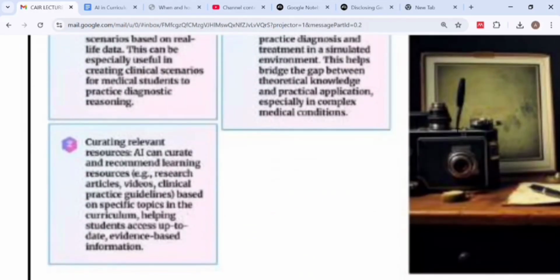Curating relevant resources. AI can curate and recommend learning resources, for example, research articles, videos, and clinical practice guidelines based on specific topics in the curriculum, helping students access up-to-date, evidence-based information.